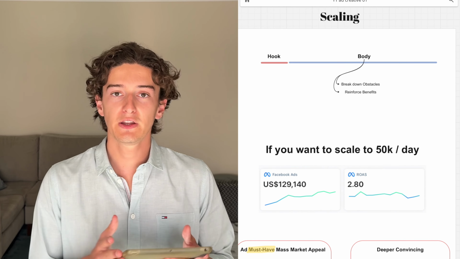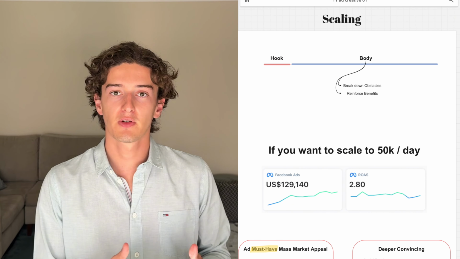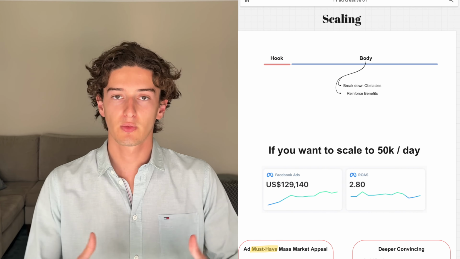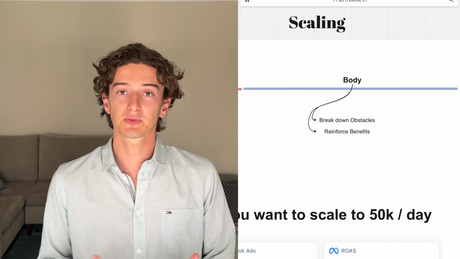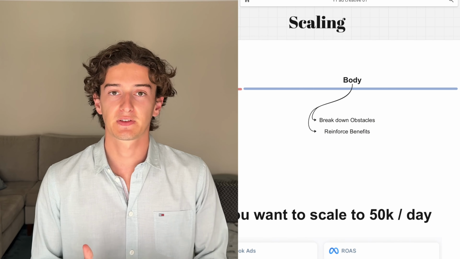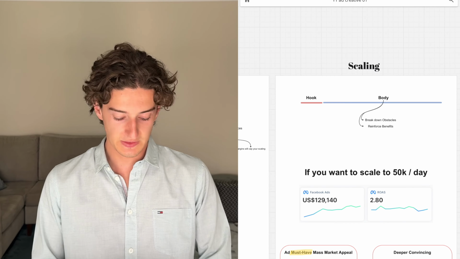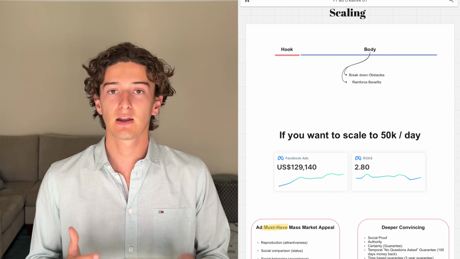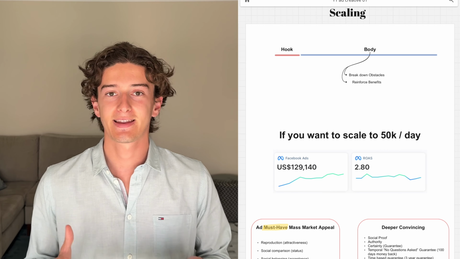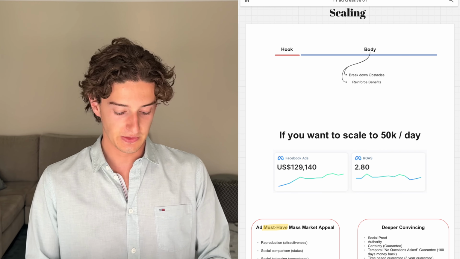Now, when you do find your winning offer and your winning avatar, in terms of scaling, I've already talked about the hook, so now I want to focus a little more on the body. And the body is really important for you to break down their obstacles and reinforce their benefits. It's always about the same thing, because this goes back to making sure that the customer trusts you, that they know you're the only option available, and that they choose you to solve their issues.